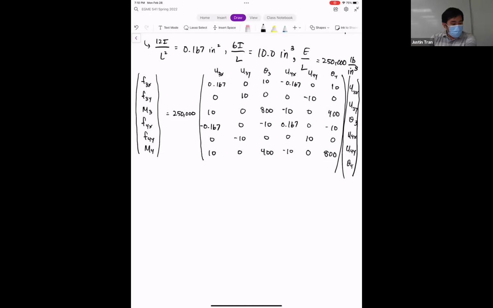All right, so now we have the element stiffness matrices for elements A, B, and C. And so now we're ready to assemble. This is when things will get fun, I guess. So before we start assembling, are there any questions on this? Okay. All right. So next we're going to assemble.